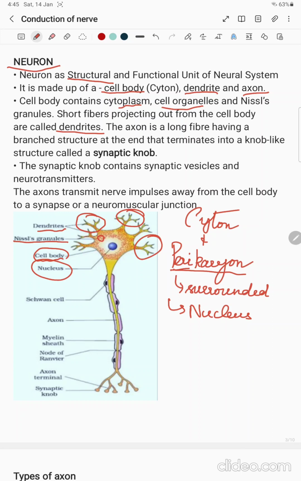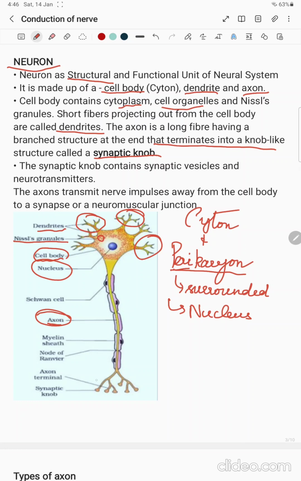The axon is a long fiber having a branched structure at the end that terminates into a knob-like structure called the synaptic knob. See here, this is the long slender part which is called the axon. The ending of the axon has many branches, like the trachea, which in the respiratory system is divided into primary and secondary bronchi. Likewise, this axon, a long slender tube, is divided at its terminal part into many branches.